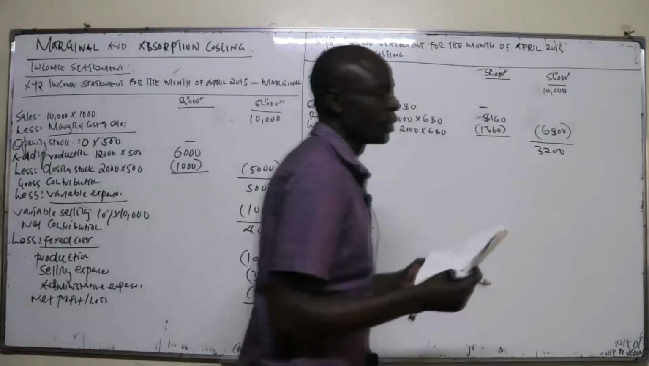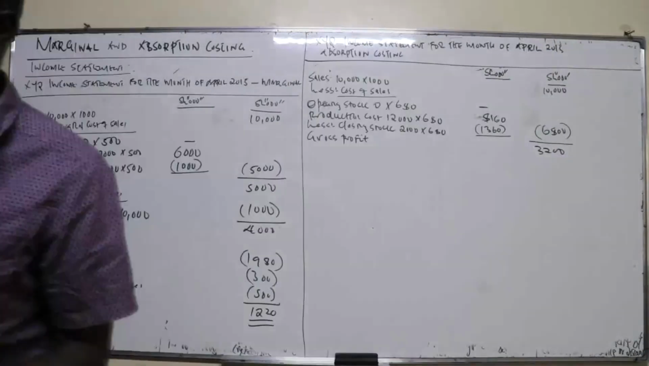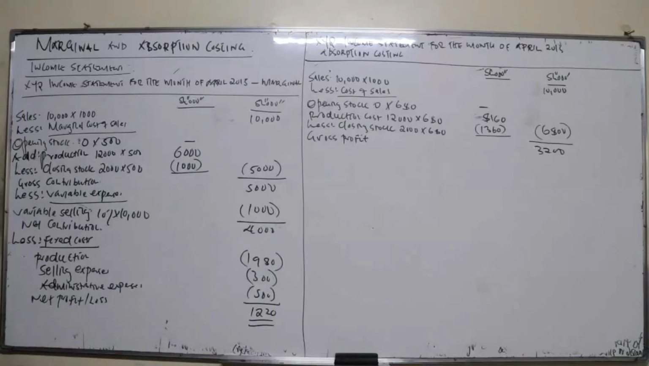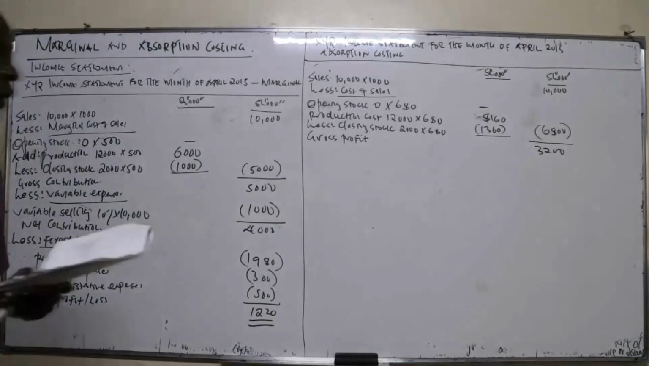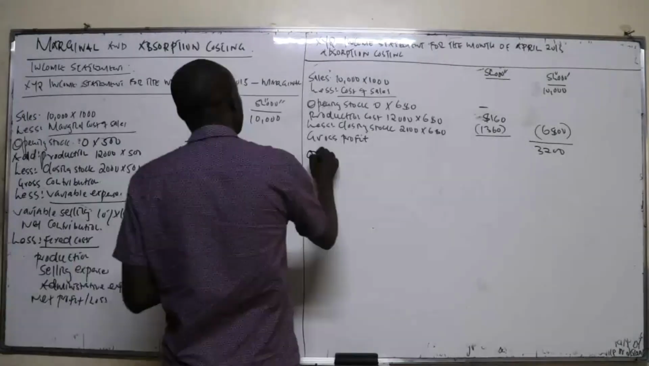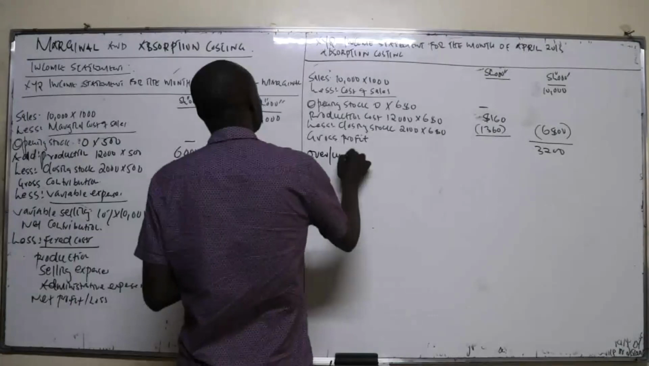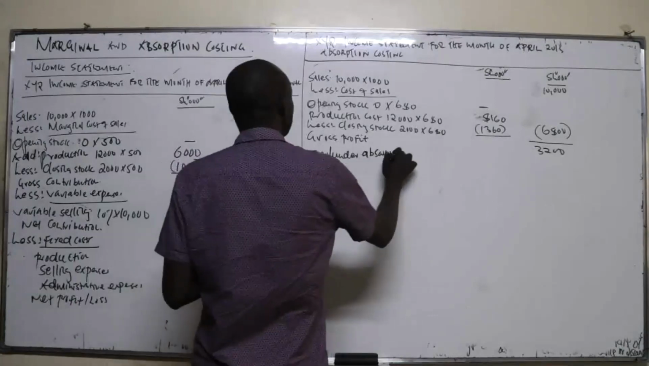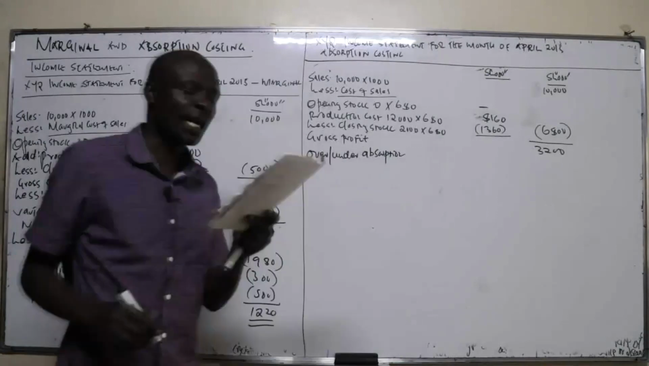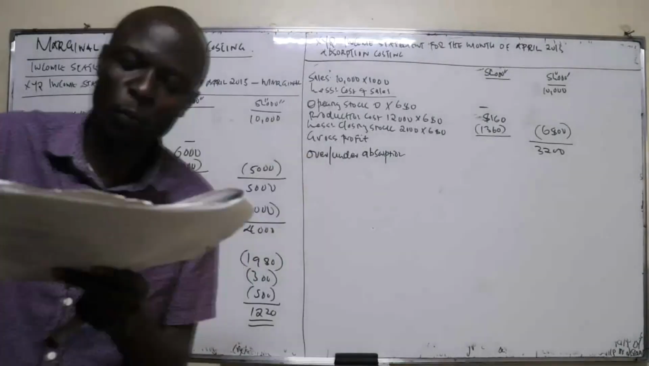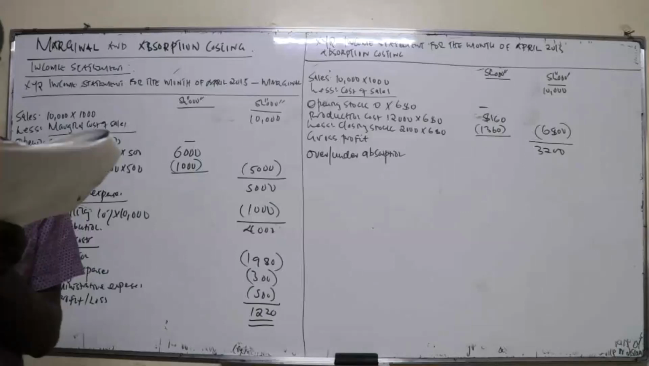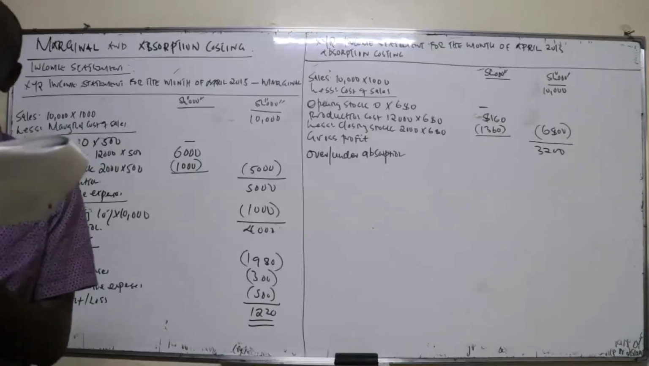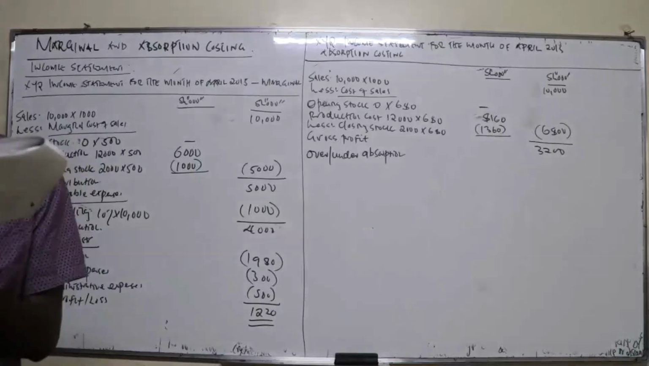How does it come? There is what we call over and under absorption. So you check the normal production per month. Like in this question, the normal production is supposed to be 11,000 units, isn't it? And then now you check the actual production.